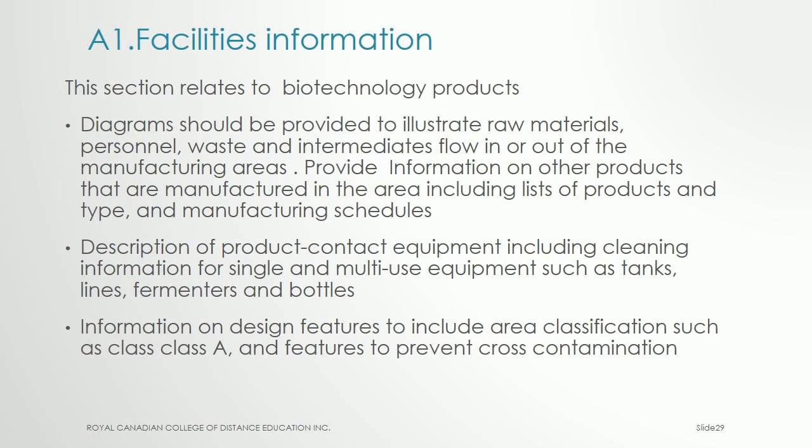Facilities information. This section relates to biotechnology products. Diagrams should be provided to illustrate raw materials, personnel, waste and intermediates flow in or out of the manufacturing areas. Provide information on other products that are manufactured in the area, including lists of products and type, and manufacturing schedules. Description of product contact equipment, including cleaning information for single and multi-use equipment such as tanks, lines, fermenters and bottles. Information on design features to include area classification such as Class A, and features to prevent cross-contamination.